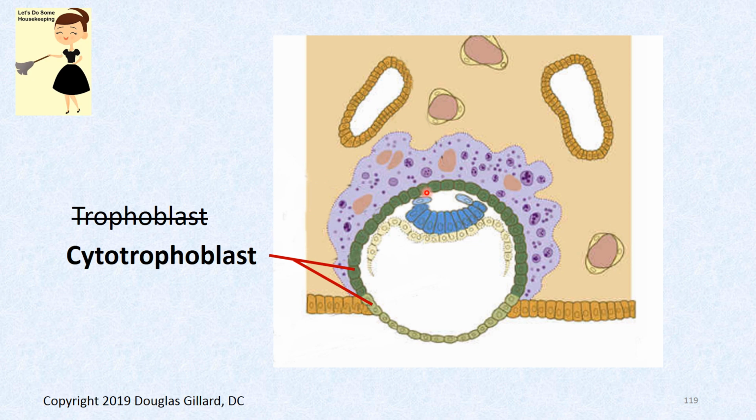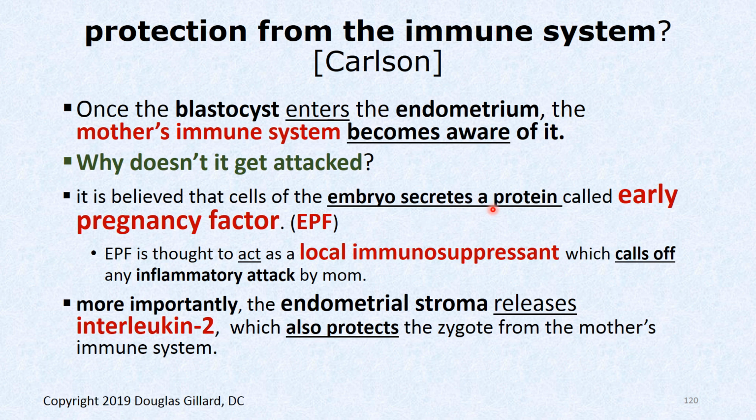Otherwise you won't get pregnant if you mount an immune attack against this, and inflammation can destroy it. So we need to shut off mom's immune system right here. And that's done by a couple of things. The embryo, we're not exactly sure where this comes from, but some of the cells in it secrete something called early pregnancy factor. This is thought to act as a very localized immunosuppressant, and if an inflammation attack occurs, it calls that off. So that's one. The more important one, though, is released from the stroma of the endometrium itself, and something called interleukin-2 is released. It actually comes from white blood cells that get in the area. Leukocytes move into the area.